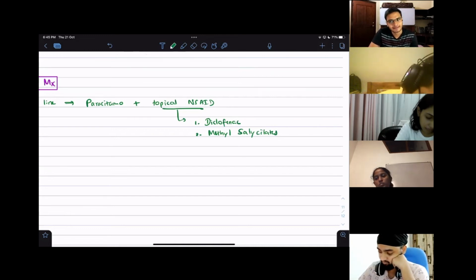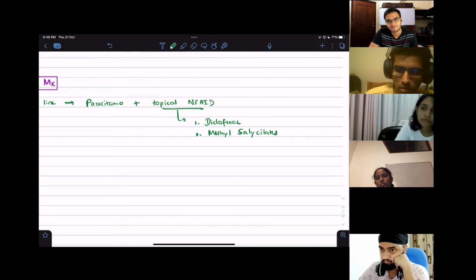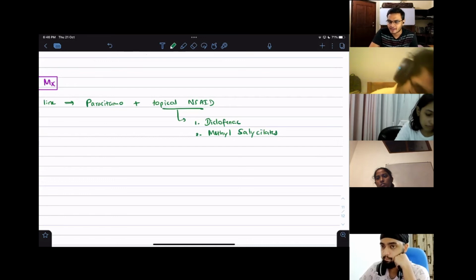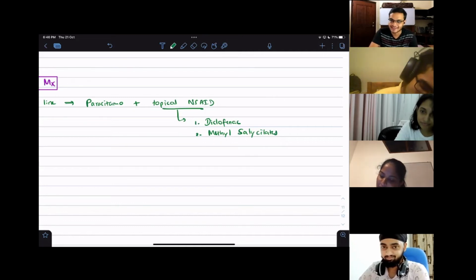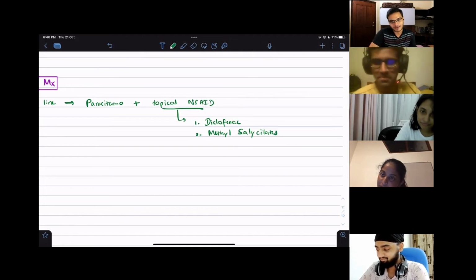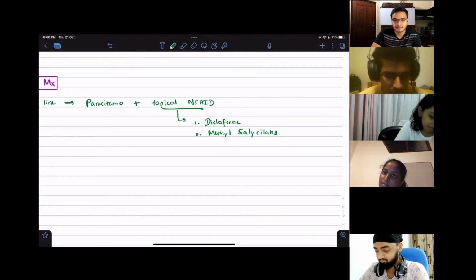Methyl salicylates. Anyone knows any examples in the market? Some commonly used ones. Have you all heard of Wintergreen? You all have heard, right? Then Tiger Balm, Flexol, right? These are some commonly used ones. I see some of you are nodding your heads. Just check in your local market which one is there. So these are some commonly used ones, right?